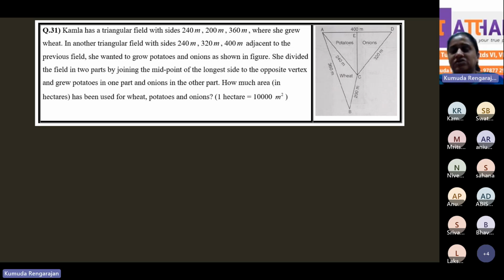So what is CE, children? In this triangle, what is CE? It is the median of the triangle ACD. Very good. It's a median of the triangle ACD. And E is the midpoint of AD, correct? Yes, ma'am. And what is the property of the median? It divides which triangle? The median divides triangle ACD into two triangles equal in area. Okay.